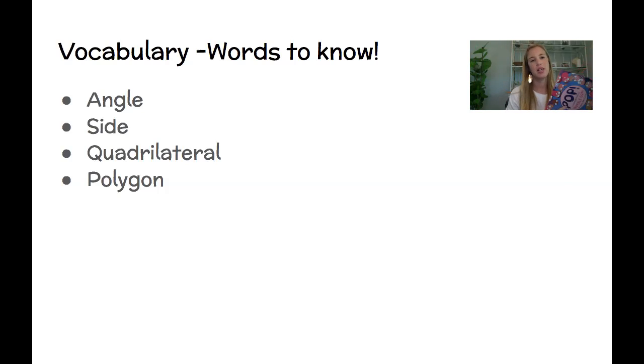The next thing we want to talk about is the side. A side is just one flat edge. So this book has 4 sides.